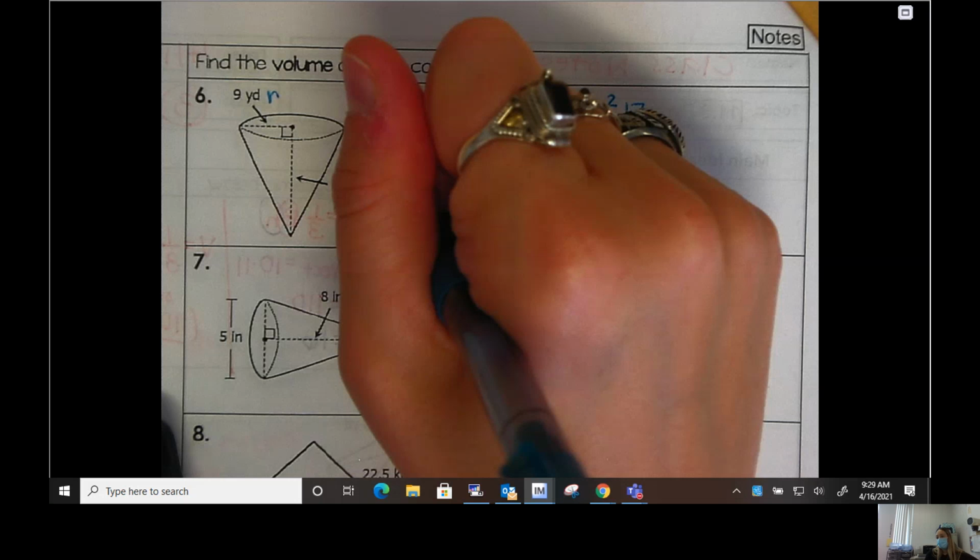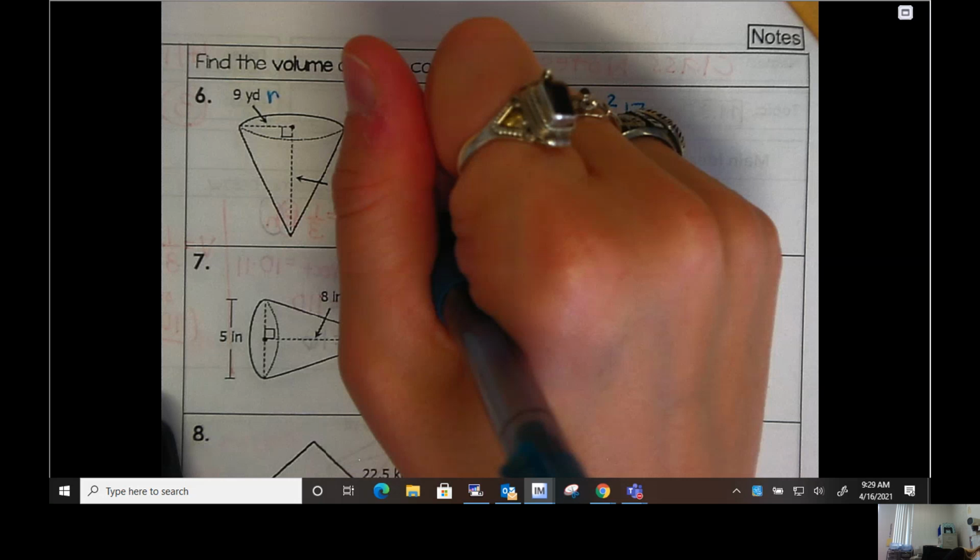We need to know the radius. We need to know the height. What's the radius of number 8? How'd you get that, Daniel? Good. This is the what? It goes all the way across. Diameter. That's the diameter. So to find the radius, we take half of it. Half of 27 is 13.5. So from the center to the edge, from here to here, it is 13.5.